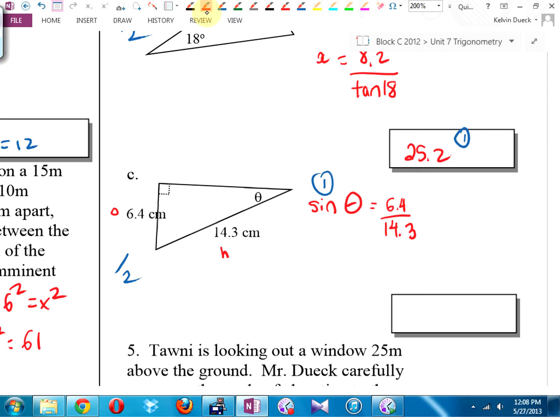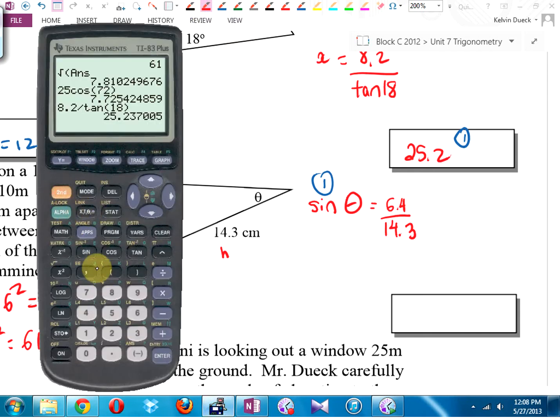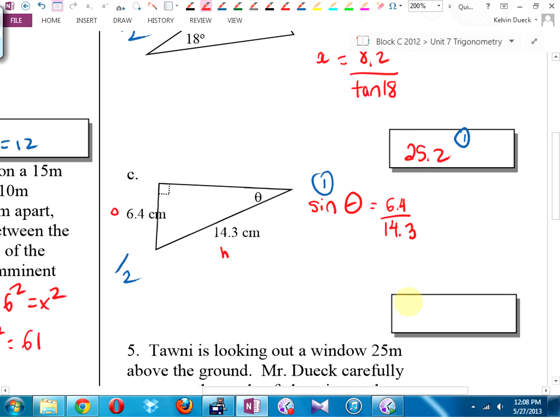Now, how do I find an angle? Second function or shift sine of, and you got to put it in brackets when it's a fraction. Some of your calculators may automatically open up a bracket. 26.6 degrees. I will give you 1 mark for the correct trig function, because that's the real skill here. The rest is, truthfully, math 8.